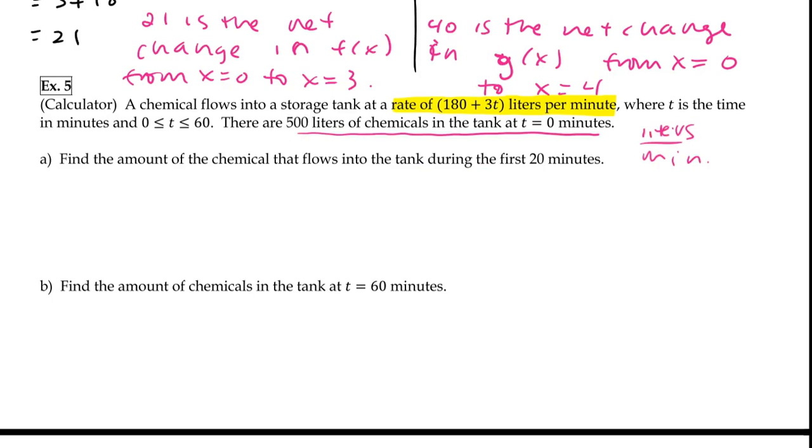Liters per minute. If I'm finding the amount of chemicals, that's going to be in liters. So I want liters, but all I have is liters per minute. Well, if you integrate, you go up a notch, and we're just going to get liters, right? If I took the derivative of liters, I'd get liters per minute. If I integrate liters per minute, I'm going to get liters. So we are going to go ahead and integrate this from 0 to 20 because it said the first 20 minutes. So I'm going from time equals 0 to time equals 20.